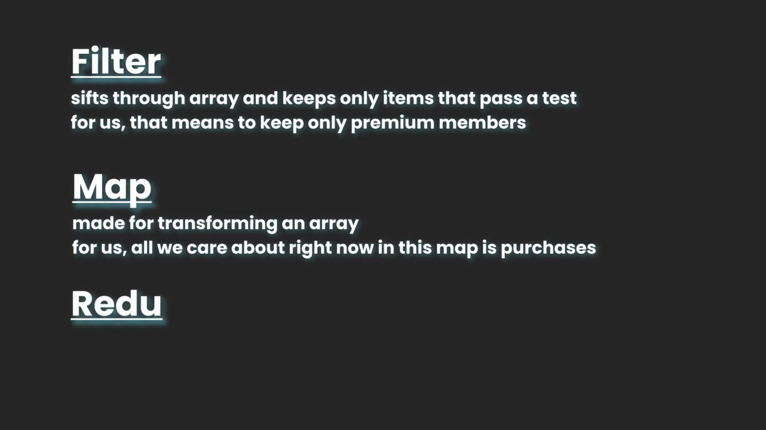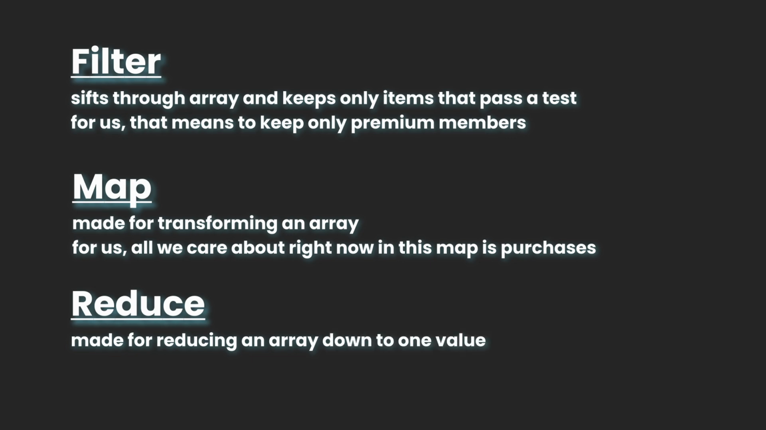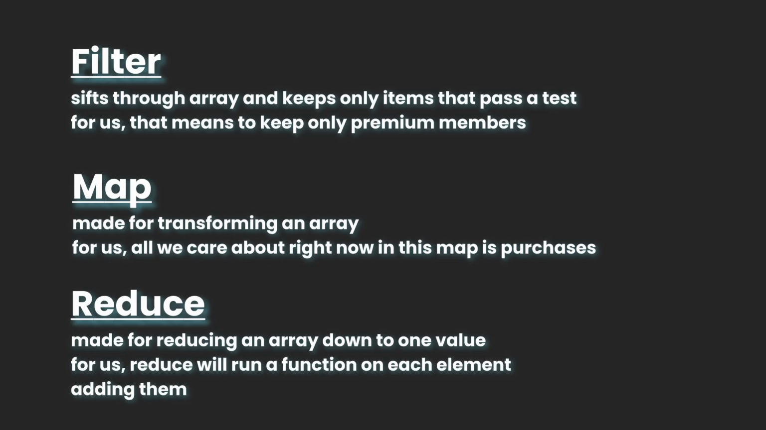And that brings us to reduce. Reduce is the one you use when you need to boil an entire array down to just one single value. Once we have our list of purchase totals, we will add them all up. Reduce will take that list of numbers and run a function on it and add them all together into one final grand total. So individually, these methods are pretty useful, but chaining them together, that is a superpower.